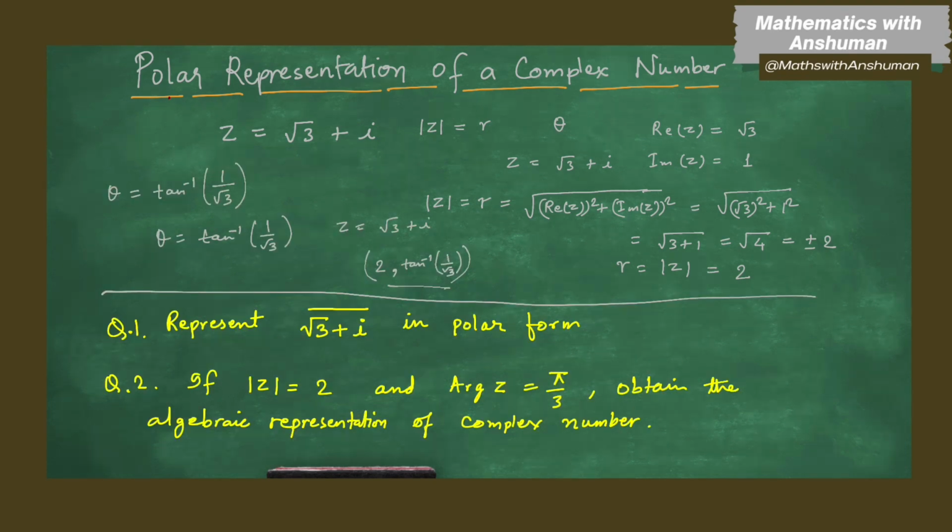And I am giving you homework, only 2 questions. The first one is: represent the conjugate of under root 3 plus i in the polar form. And the second one is: if mod z is equal to 2 and argument of z is equal to pi by 3, where argument of z is actually the angle theta, then obtain the algebraic representation of the complex number.